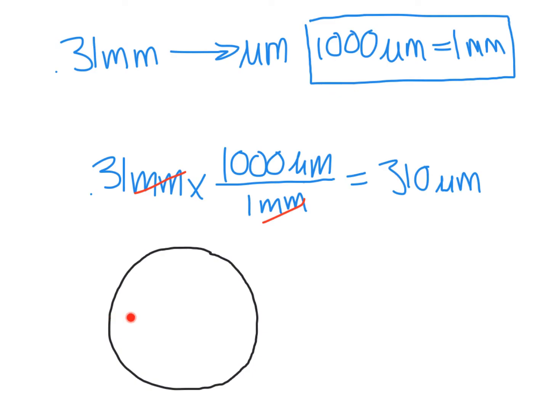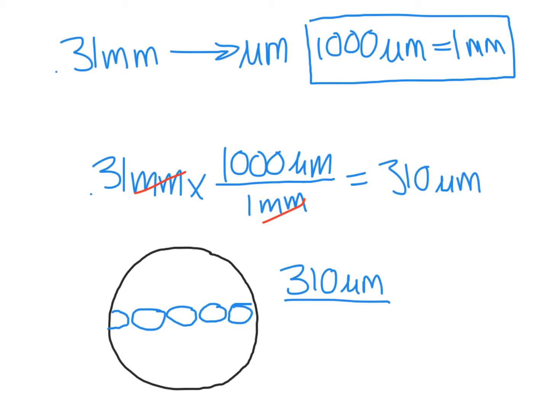But that's the length of the entire diameter of the field of view. What if the cell you're looking at only takes up that much of the field of view? Visualize approximately how many cells could fit across the diameter. In this case, about 4.4 cells. And then divide the diameter by that number, leaving us with the approximate size of the cell at 71 micrometers.